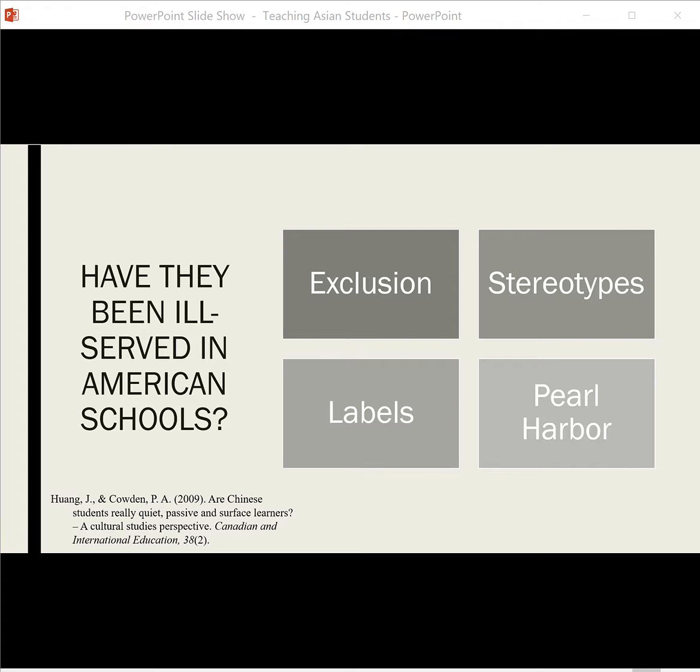Labels, so that goes back to stereotypes. They're labeled as passive and inactive because they have no classroom interactions. They need longer time to process things, and because they're labeled as passive and inactive, they're ignored and forgotten.